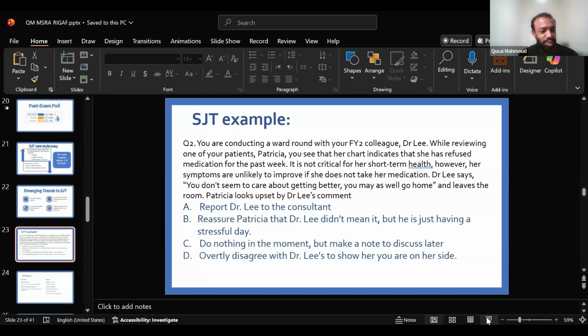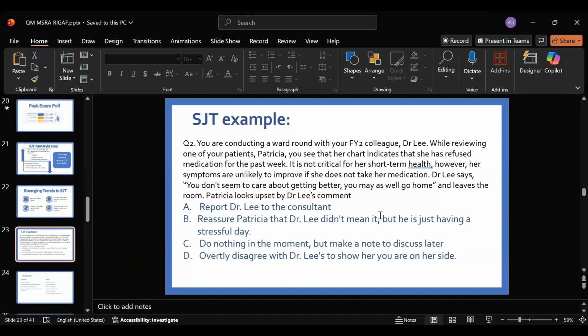So may I ask why you would do nothing while the patient is upset and someone is being rude to the patient? Oh, I'm sorry. I would say B, C. Actually, C is the right answer. Oh, okay. Yeah. I just don't think, because of my relationship with Dr. Lee, I wouldn't want to confront him in front of a patient.